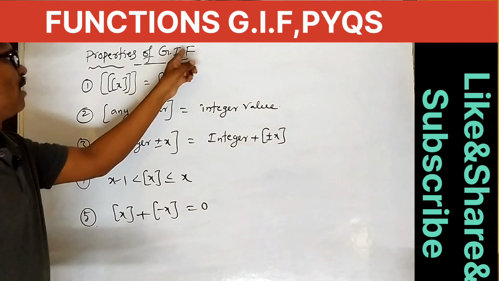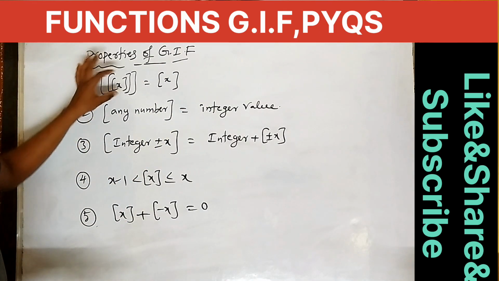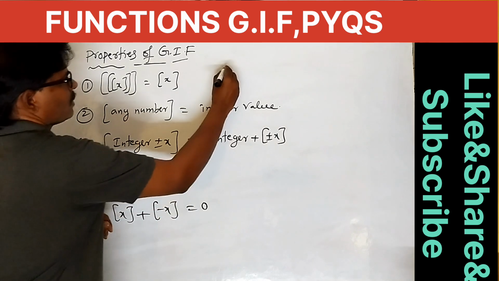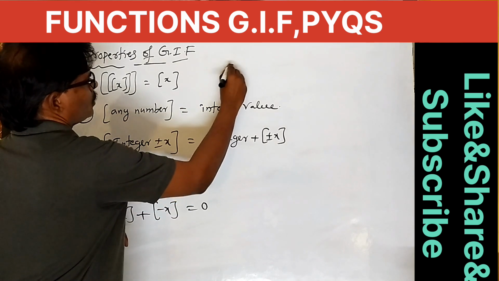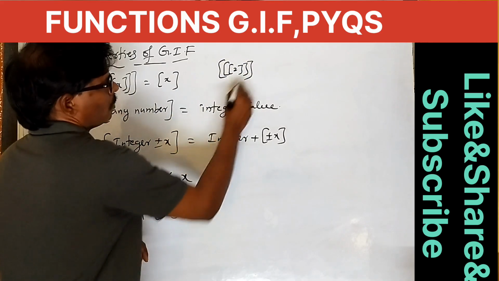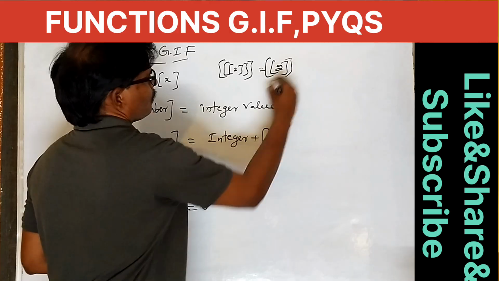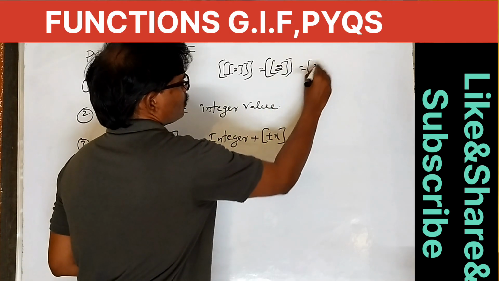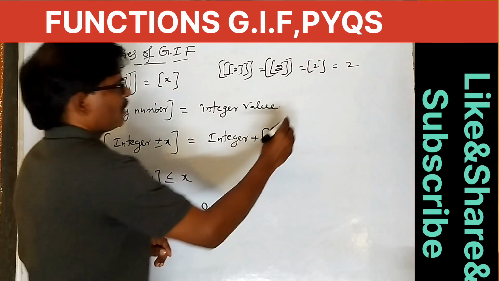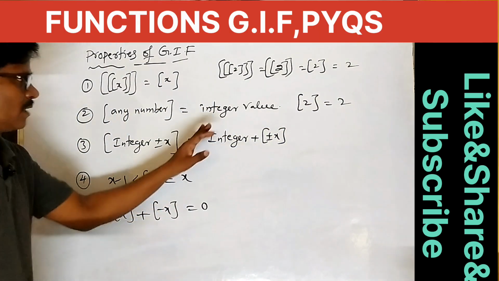Properties of G.I.F, the greatest integer function. Step of x equal to step x only. What is the value? Step of 2 is equal to 2. This is also step of 2. The 2 is an integer. Any number you take, step of 2 is equal to 2 only. That is the integer value.